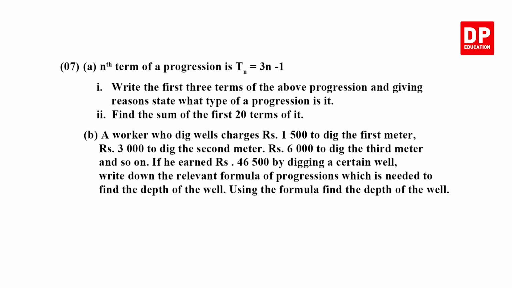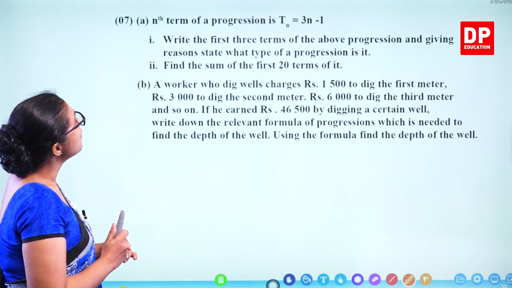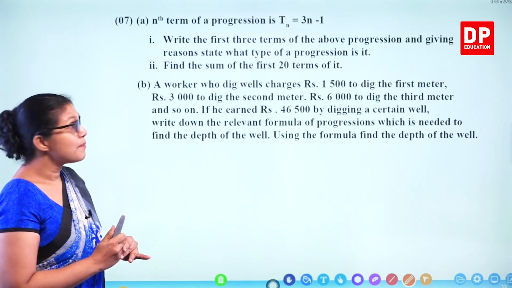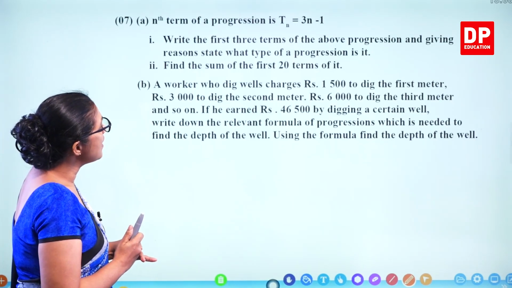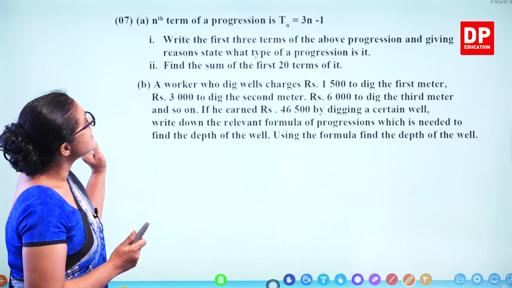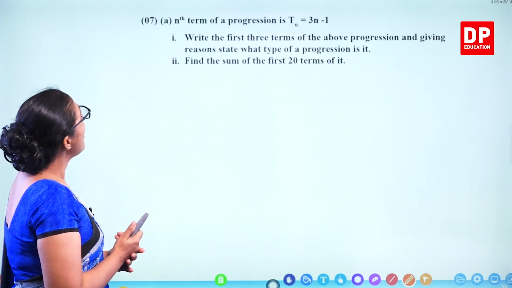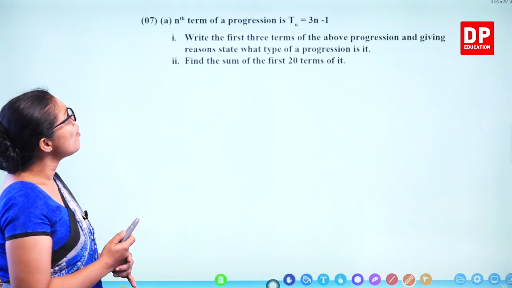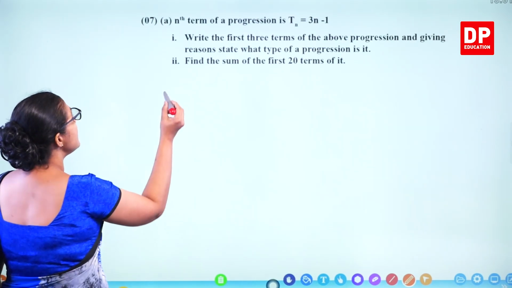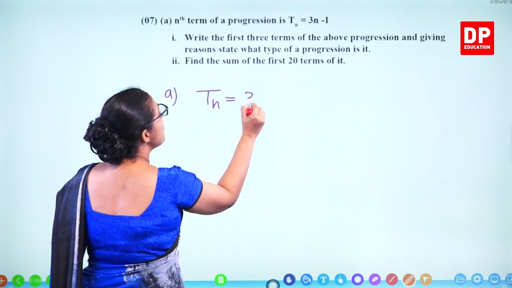We'll do question number 7. You get 2 parts. The first one is about arithmetic progression and the second one is about a progression we don't know yet. So we'll see how we can do this. Part A. The nth term of a progression, Tn, is given as 3n minus 1.